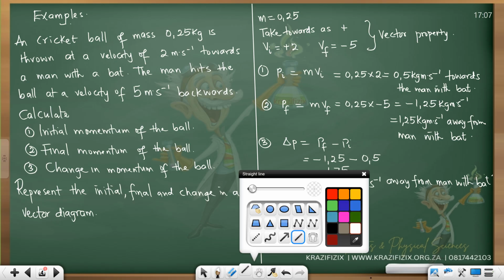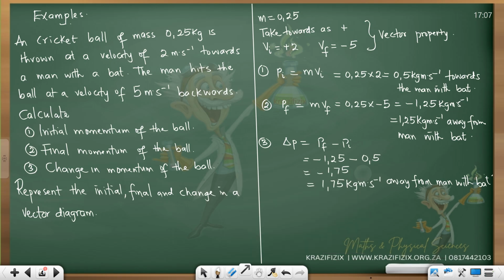Okay, so I'm going to come here and use arrows. And I want you to look at what I'm going to do. I'm just going to pick a point to start from here. All right? So my initial, okay, I'm going to draw it towards my right, 0,5. Initial momentum. Now you would notice that the final momentum is way longer. Okay, so let's do this. I'm just going to shift it here.